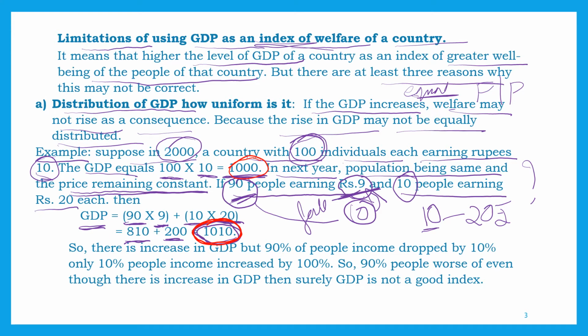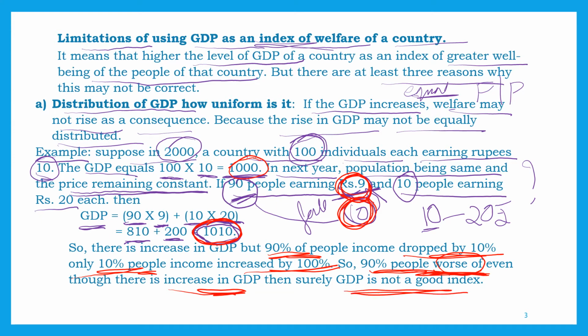By seeing this increase, can you conclude that the welfare of the people increased? No, because 90% of people's income dropped by 10% and only 10% of people's income increased by 100%. So 90% of people become worse off. Why worse off? Because they are earning only 9 rupees. In the previous year, 2000, they were earning 10 rupees, but now they are earning only 9 rupees. So 90% of people have become worse off. Even though there is an increase in GDP, surely we can say that GDP is not a good index.